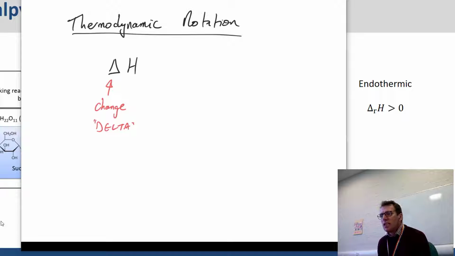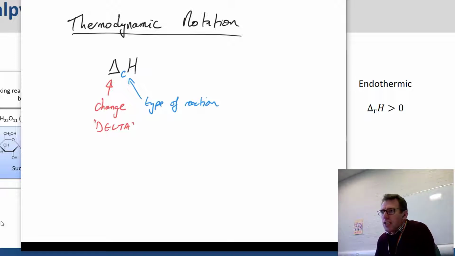Very often we will use a notation indicator to indicate what type of reaction it is. So here I'll put in a subscript C indicating it's a combustion reaction. We can also use r just for a general chemical reaction, or as we will see throughout the course, there are different subscripts here that indicate particular types of chemical reactions that we use.